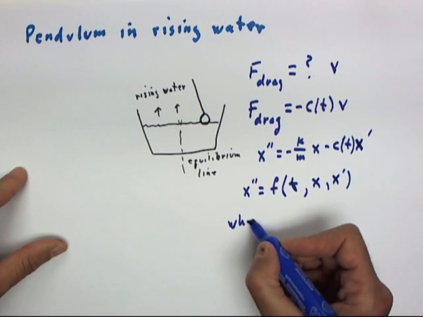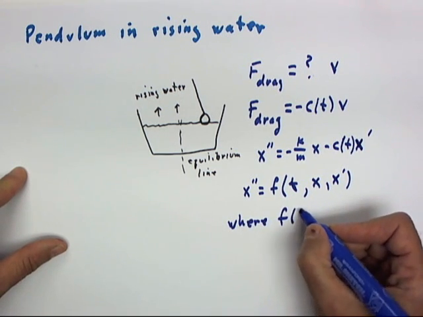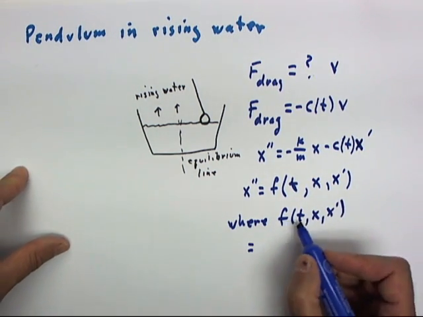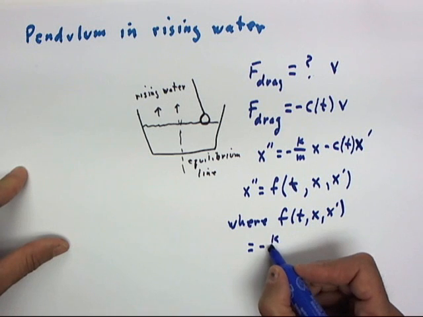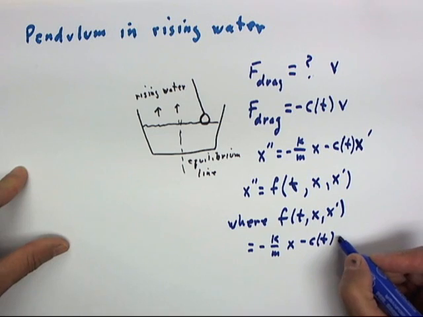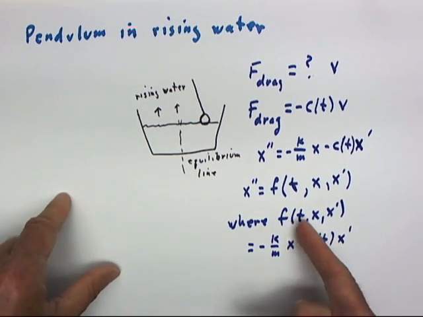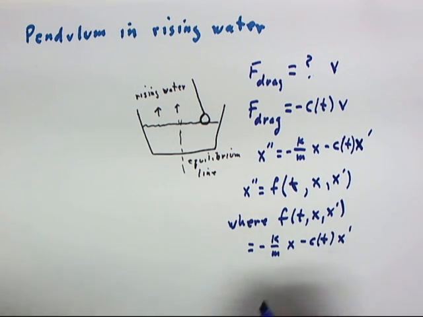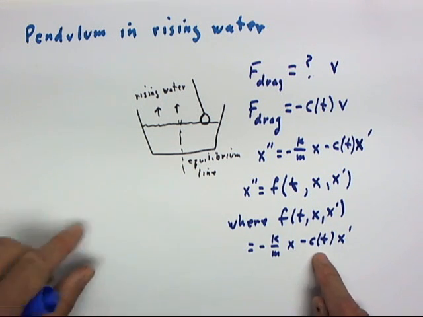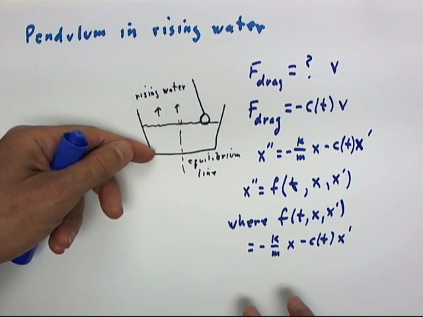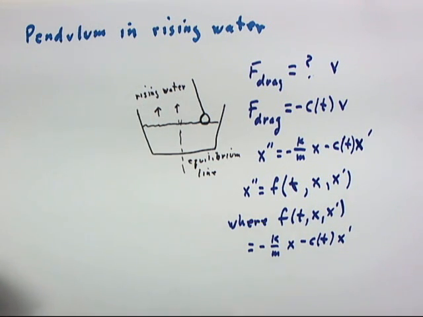So our f of t, x, x prime is negative k over m x minus c of t times x prime. It's a function now of three quantities instead of the two that we had before. This equation will generally be very difficult to solve. The nature of the C function is going to depend on the shape of the pendulum, and it's also going to depend on how quickly the water is rising.